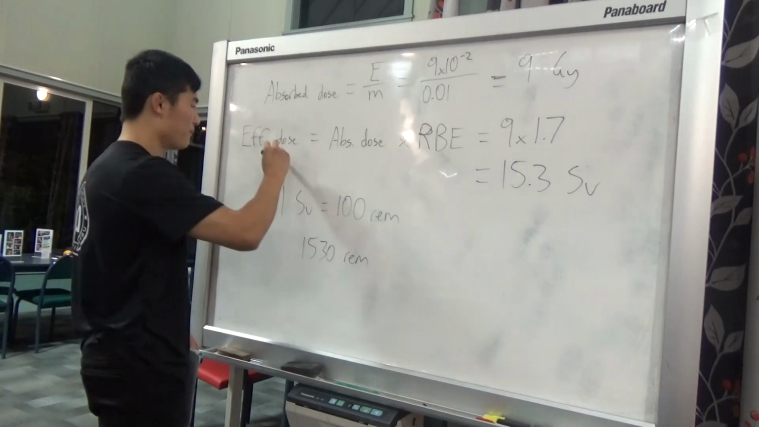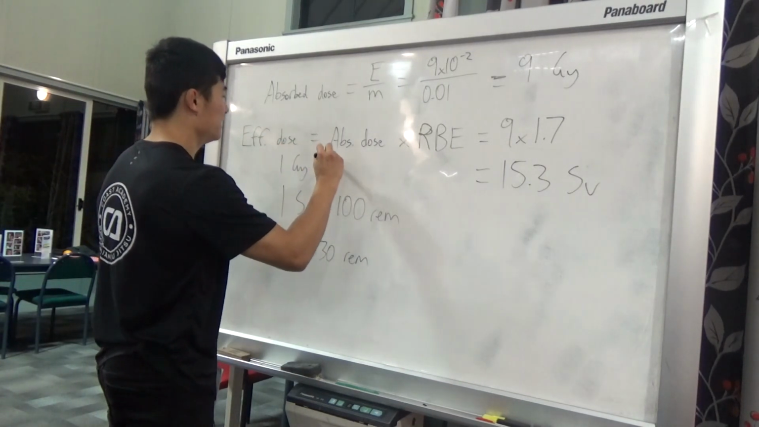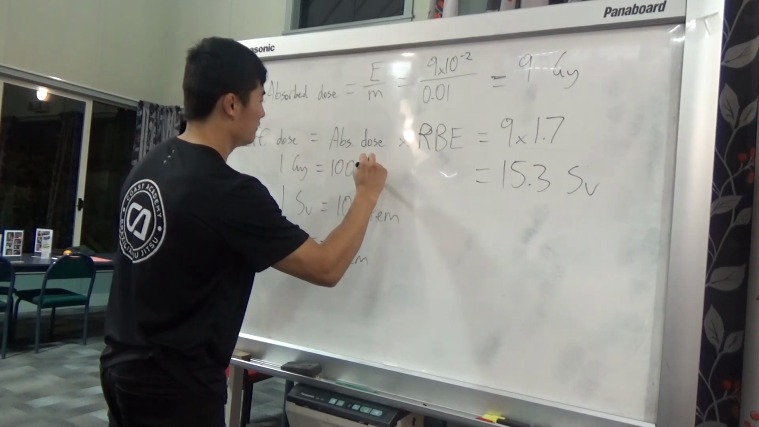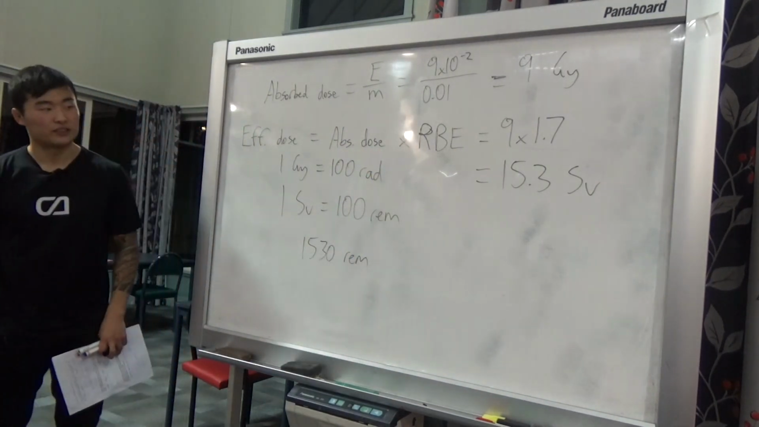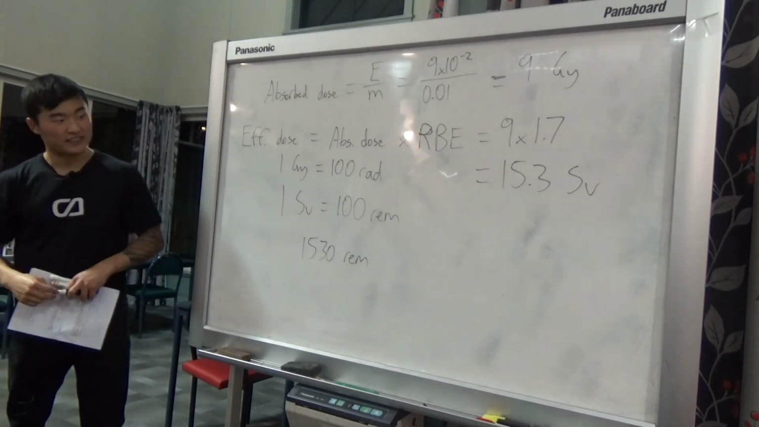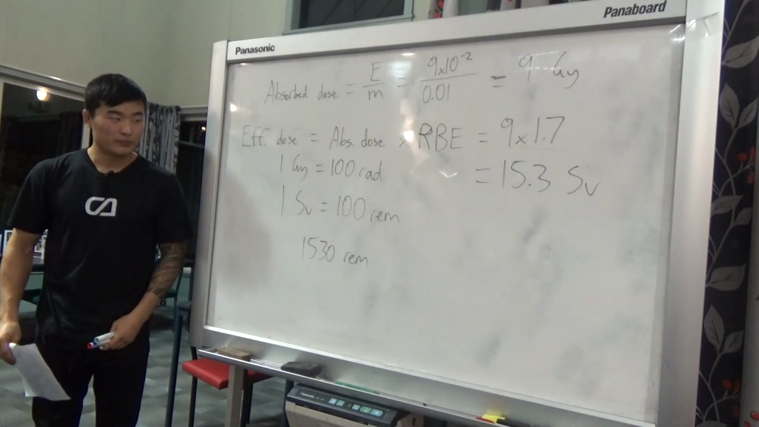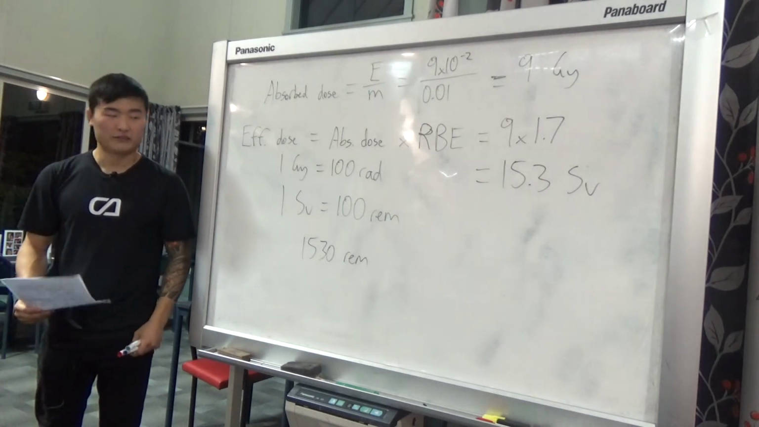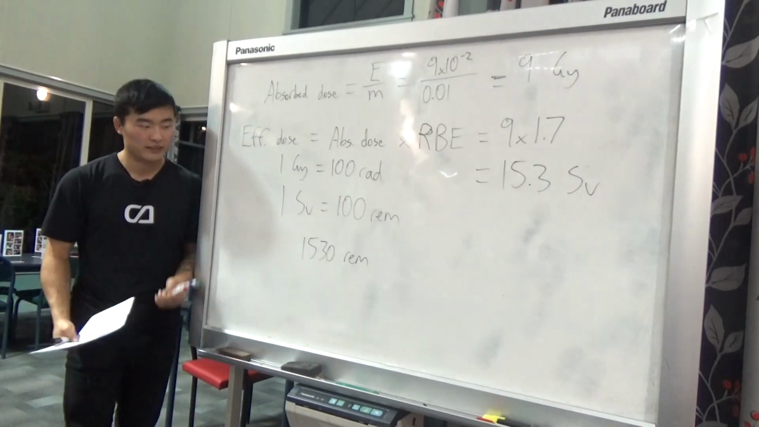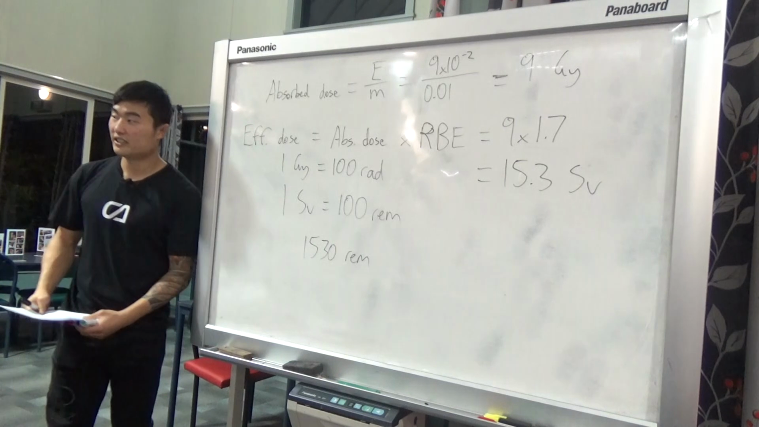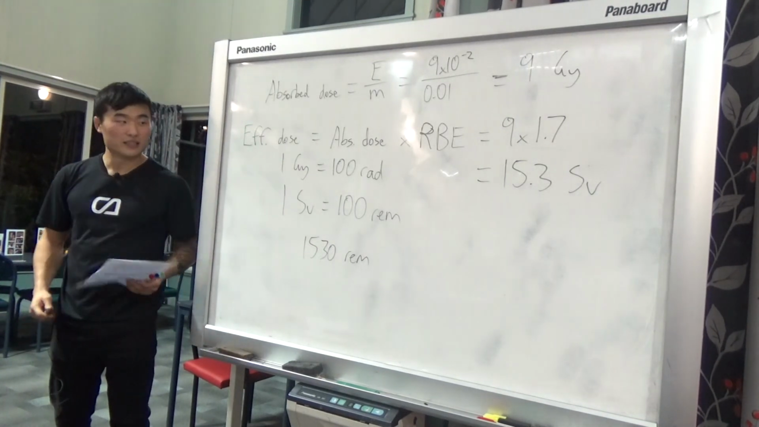And just while I'm here, 1 gray is equal to 100 rad. So I don't know why they do this. It all seems pretty pointless to me having all these units. But that's just how it is. So sometimes they want rad, sometimes they want gray, sometimes they want rems or sieverts. So just know how to convert between them.